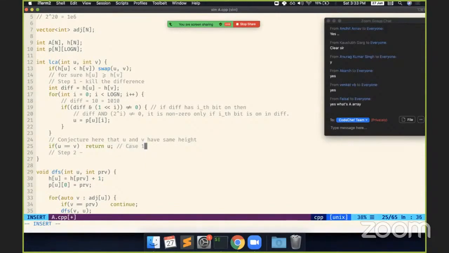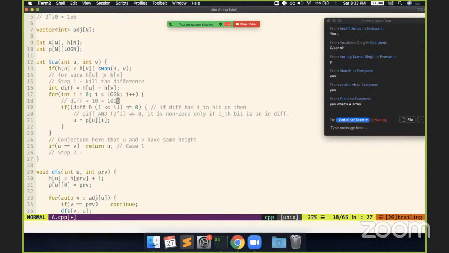try to remember what we discussed in the notes. We had this conjecture, right? That after killing the difference, we'll be at the same height, and there will be two cases. One case is the simple case, when both the guys are the same. The second case is the complex case, that is, both the guys are actually not the same. So we're now at the complex case.